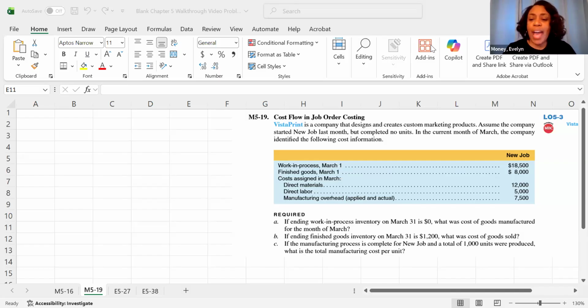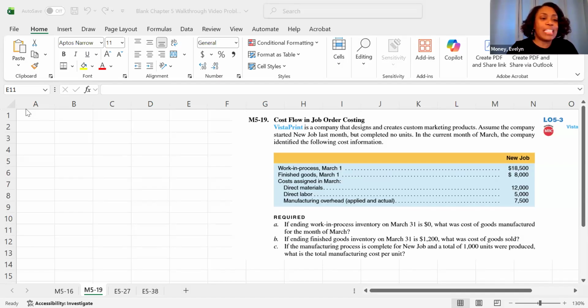Under required, we have to determine cost of goods manufactured, assuming a certain balance for work in process, compute cost of goods sold, assuming a zero balance in ending finished goods. And we have to find the total manufacturing costs per unit, assuming 1,000 units were produced. Now, the great thing about this is we don't actually have to do an entire statement of some sort to do this. We can quickly calculate the numbers.